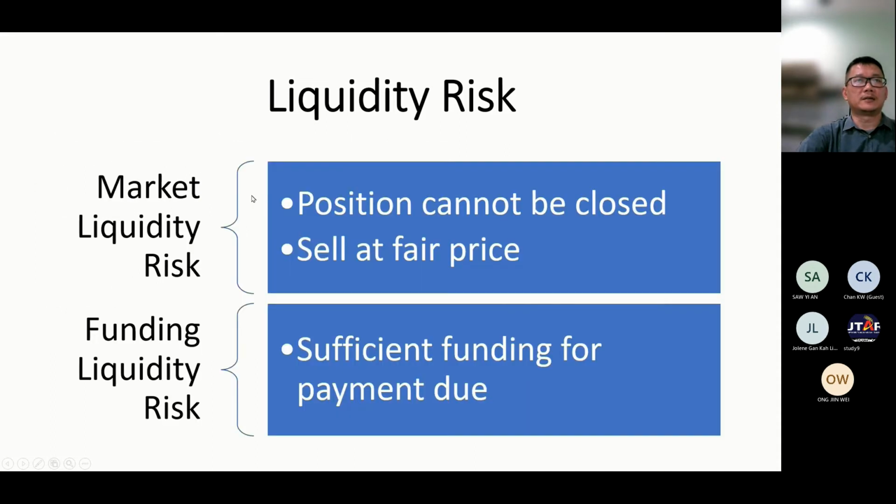So just now, all that story, what I highlighted is that liquidity risk is divided into two types. One is market liquidity risk. The other is funding liquidity risk. Market liquidity risk, in summary, is just positions that cannot be closed, where they need to sell the equity you hold in the short term.